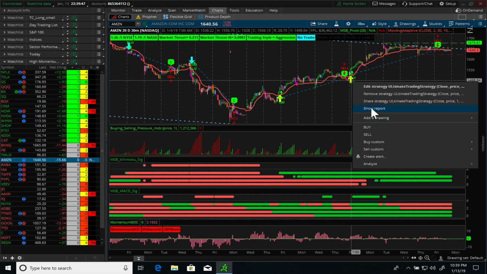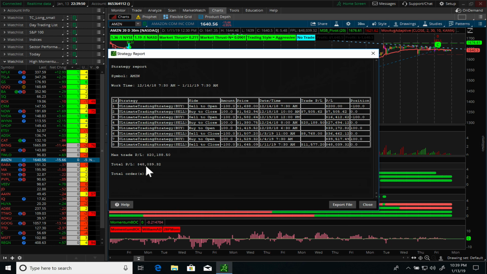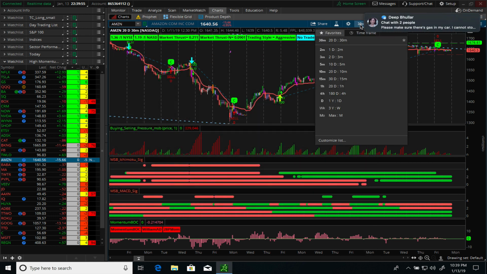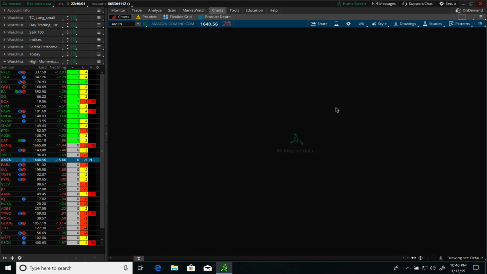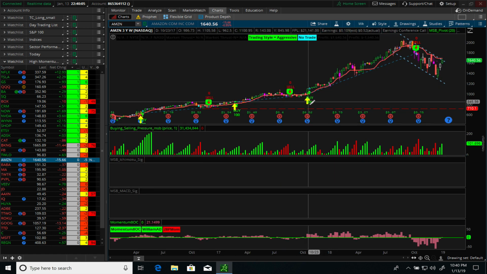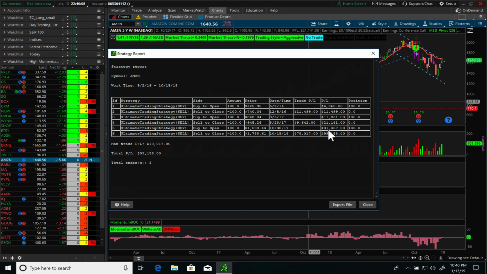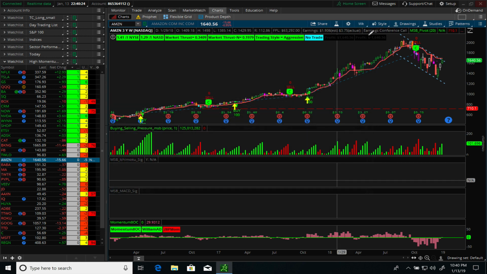So let's take a look at Amazon here. It had a profit of 48,000 in just a 1 month period. But we can switch the time frame as well, right? We could take a look at the weekly chart and see, if you just wanted to play really long term, what the performance is. The show report has a profit of nearly 100,000. Three trades were initiated from 2016 all the way to 2018, and you made a profit of 100,000 just using 100 shares.